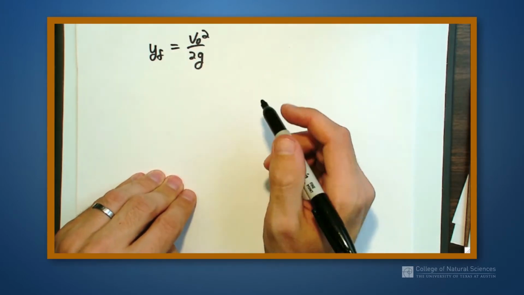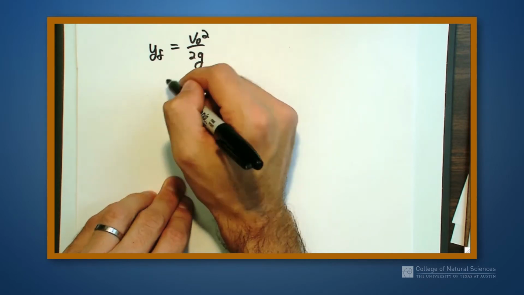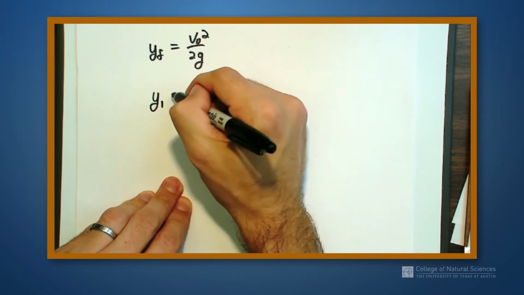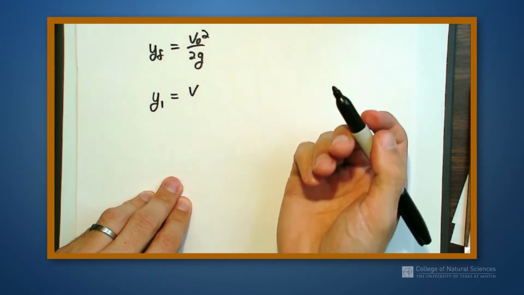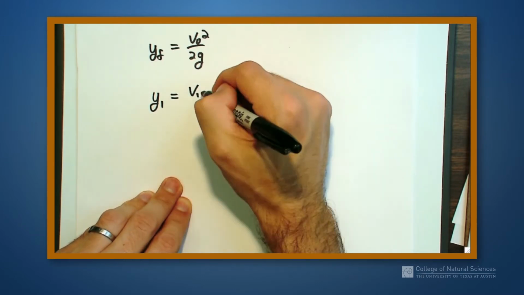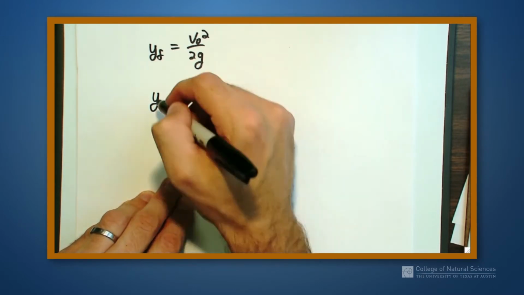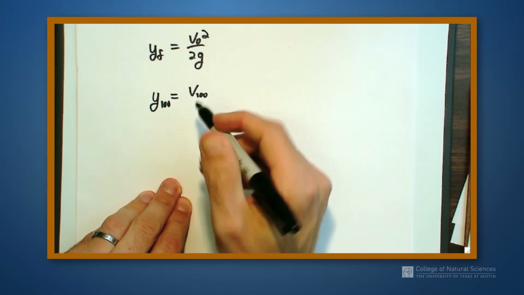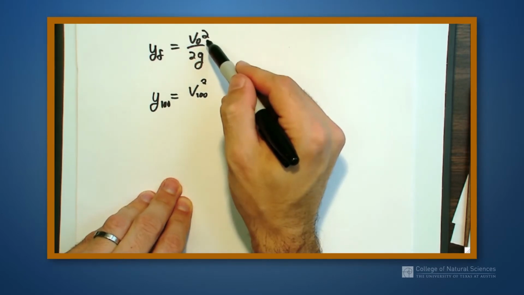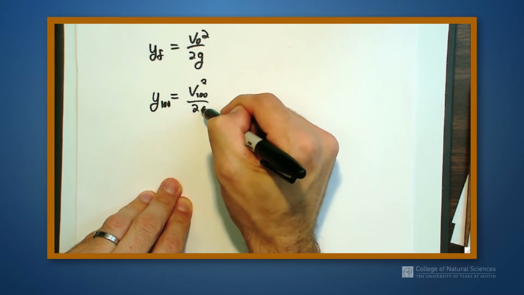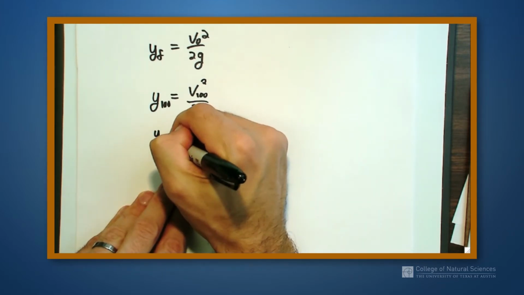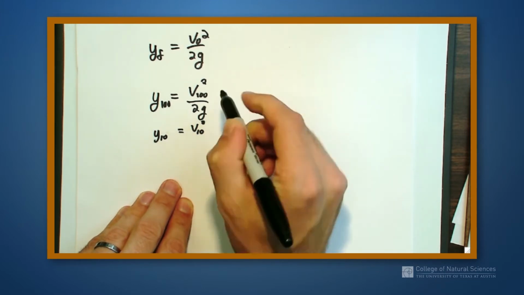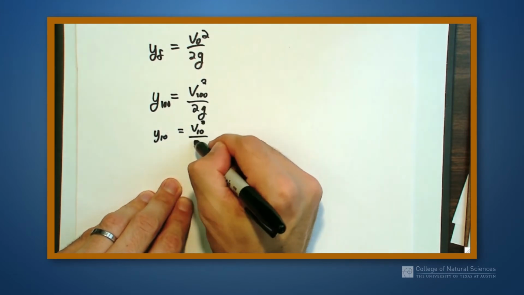All right, so now let's figure this out. So our max height, I'm just going to call this now just y. So y1 is equal to our initial velocity 1. This is going to be the 100. Let's do this. Y of 100, the 100 meter per second thrown one, is the 100 meter per second squared over 2g. And we know that the y10 is equal to our 10 meters per second quantity squared over 2g.